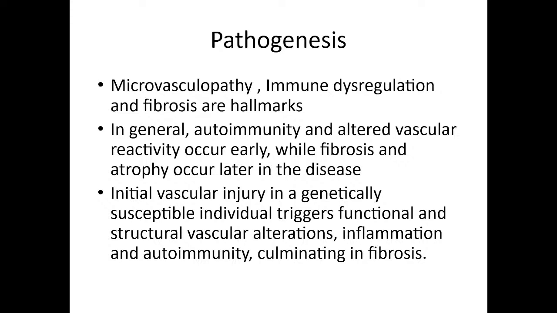An initial vascular injury in a genetically predisposed individual may trigger functional and structural vascular alterations, which may lead to inflammation and autoimmunity, culminating in fibrosis. So in the initial phase there is probably more functional derangement in the form of increased vascular reactivity, while at the later stages there will be structural alteration because of the deposition of collagen and other extracellular matrix causing fibrosis.